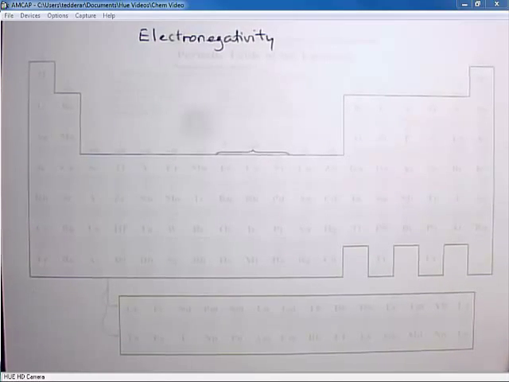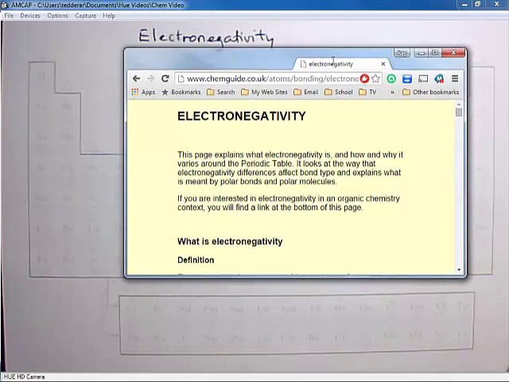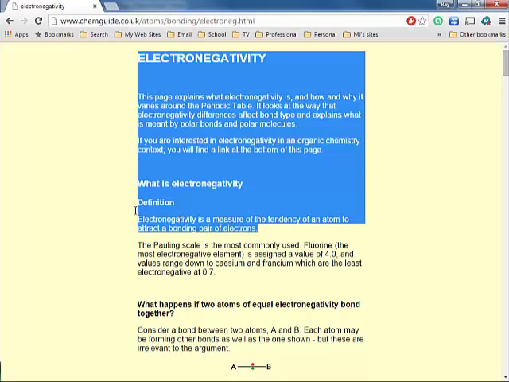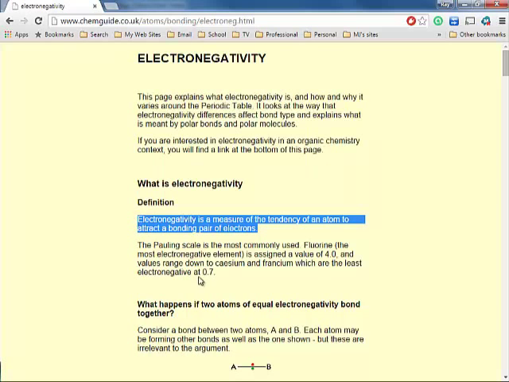If we were to look up electronegativity on the internet, you'd probably find some pretty good definitions. Here's a pretty good one. Electronegativity is the measure of the tendency of an atom to attract a bonding pair of electrons. Well, that's one definition.